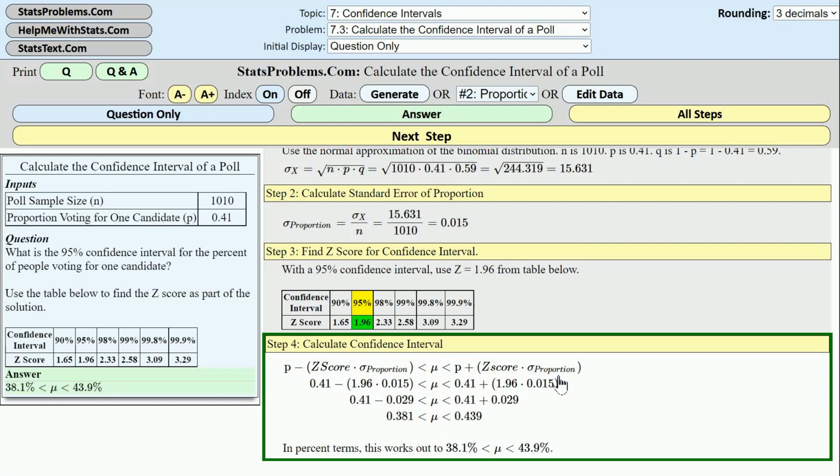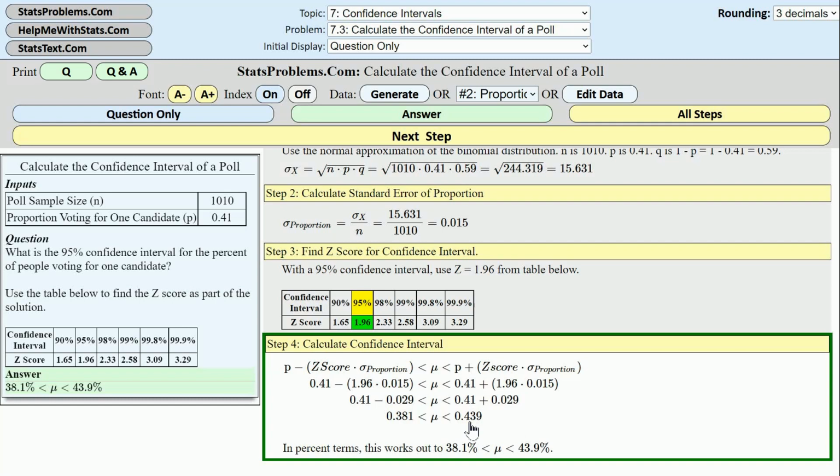In this example, the lower bound is 0.41 minus 1.96 times 0.015. The lower bound works out to 0.41 minus 0.029, which works out to 0.381. The upper bound is 0.41 plus 1.96 times 0.015. The upper bound works out to 0.41 plus 0.029, which works out to 0.439.